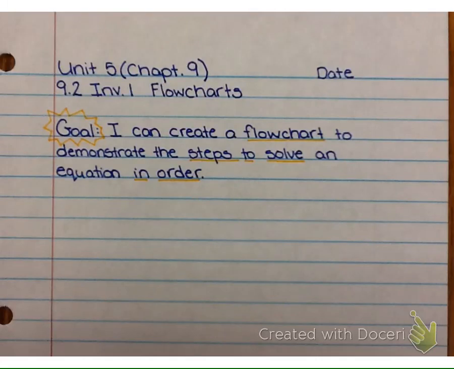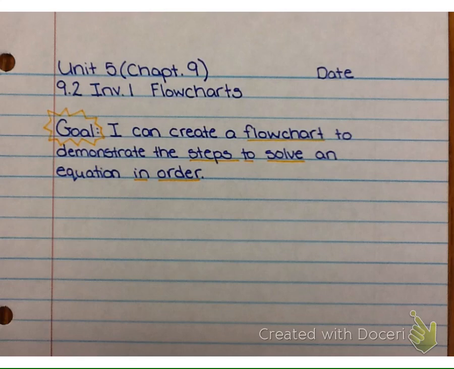Today's lesson is from Unit 5, which can be found in Chapter 9 in your textbook, Lesson 2, Investigation 1 on flowcharts. This flowchart video will help you when you're learning to backtrack in later lessons. Please set up your notebook paper with today's lesson and the date so that you're ready to take notes on the vocabulary and sample questions to help you with this lesson.